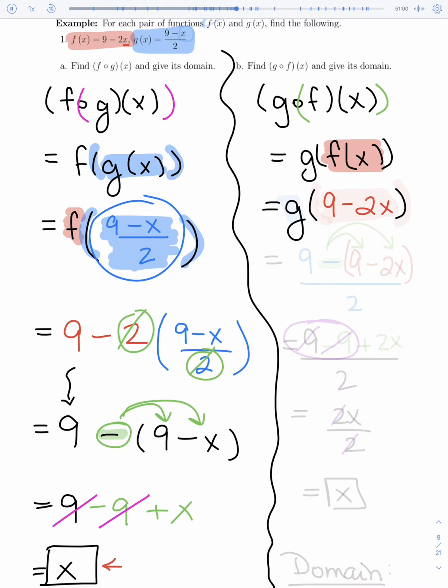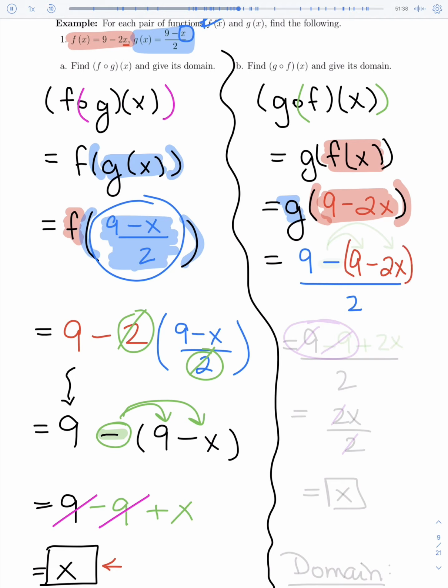And so the question is, what does that mean? I'm going to take this 9 minus 2x and plug it in wherever there's an x in my g function. So where's my x in my g function? It's up on top. So I'm going to replace that with what's inside. Let's start by writing our g function out. It is 9 minus x over 2. And remember, I'm replacing the x with this 9 minus 2x. When I plug in anything, these parentheses are my reminder that I need to put parentheses around it.